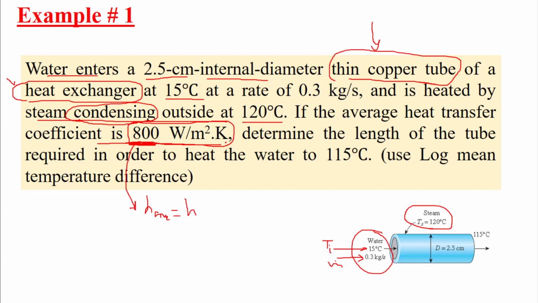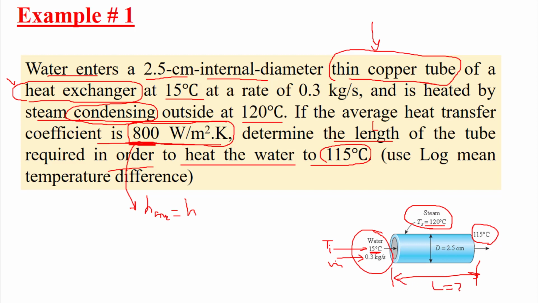800 watt per meter degree Kelvin. Determine the length, so we need to find L for this tube, required in order to heat the water to 115. So here is the case. We have water entering at 15 degrees Celsius and we need the exit temperature to be 115. If we apply constant surface temperature 120, find the required length of this tube.